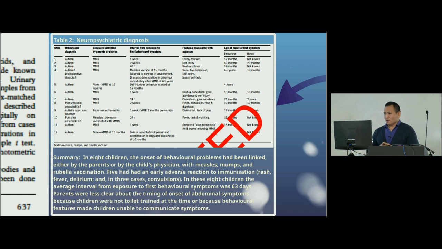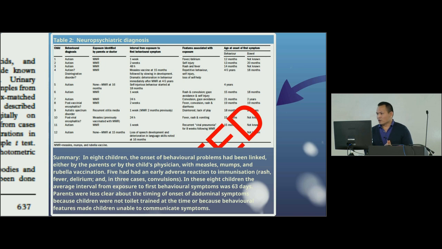They look at the features associated with exposure. Some of the symptoms are associated. Okay, we got fever, delirium. That's said to be normal. The second child, self-injury, rash, fever, repetitive behavior, self-injury, loss of self-help, rash, fever. So you start seeing a pattern that could be normal behavior, fever is pretty normal after you get vaccinated, or it could not. But this is what the parents and some of the physicians observed.